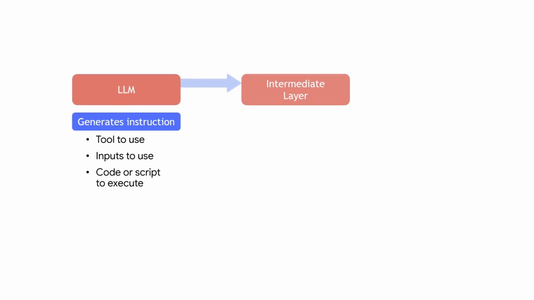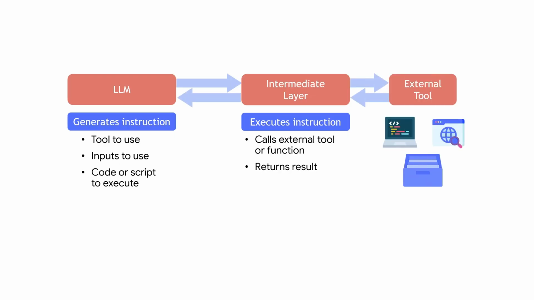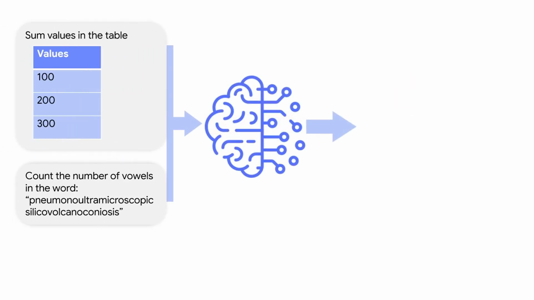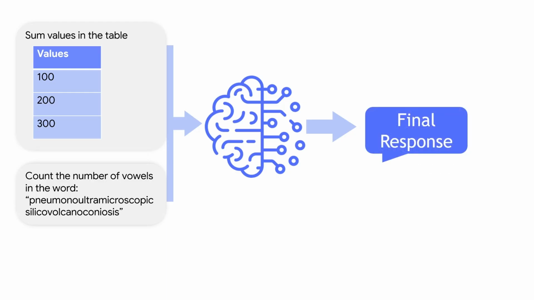That instruction is then passed to an intermediate layer. The intermediate layer runs the appropriate tool and returns the result to the LLM. The LLM then receives the original prompt, its own tool instruction, and the result produced by the tool. It uses all of this information as context to generate its final response to be displayed to the user.